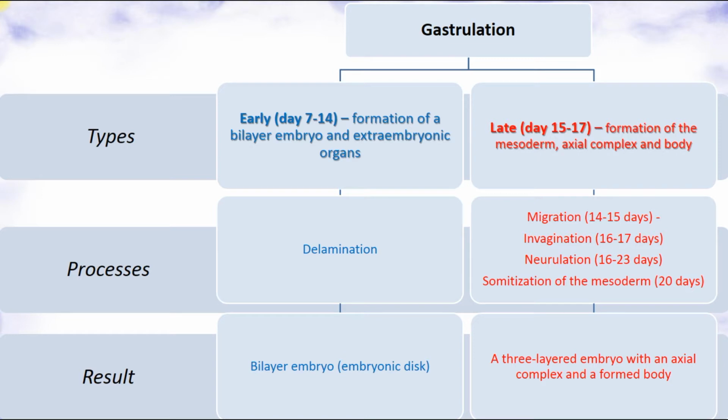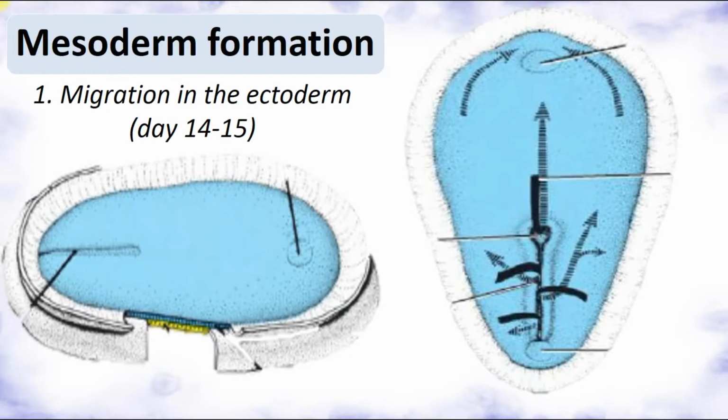It includes formation of mesoderm, the main result of late gastrulation, and also it includes formation of the axial complex and body of the embryo. So the processes of the late gastrulation are migration, invagination, also neurulation, formation of the neural tube, somatization of mesoderm, formation of somites, and also formation of the body of the embryo. And the result of late gastrulation is formation of a three-layered embryo with an axial complex and formed body. So let's look at what will be going on during the third week of embryogenesis.